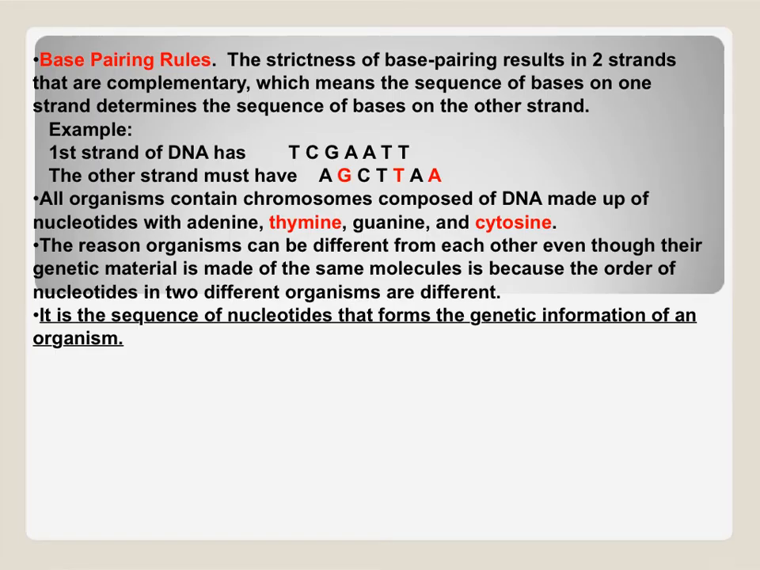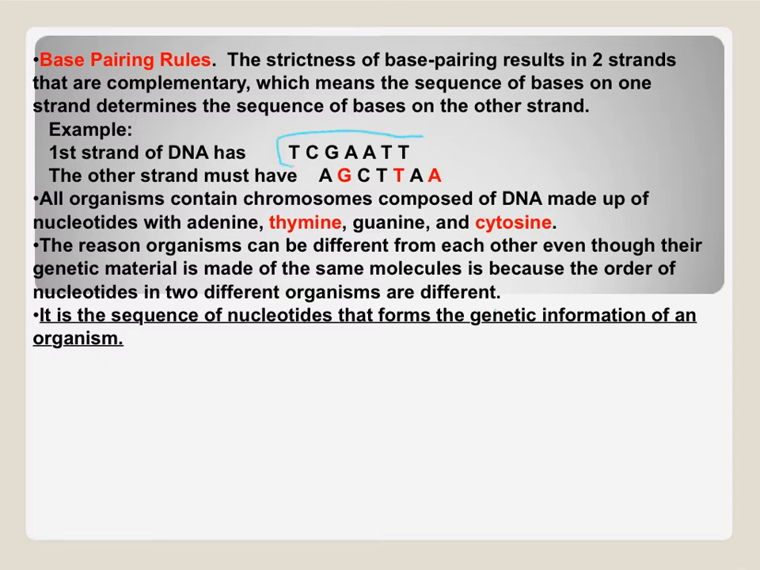So again, with the base pairing rules, it's very strict. Your two strands are complementary. So if you know the sequence on one side, then you know the sequence on the other side, because where there is a G, a C will always bond to it. Okay, so you're going to do a lot with base pairing for this unit. Be sure you know this for your test.